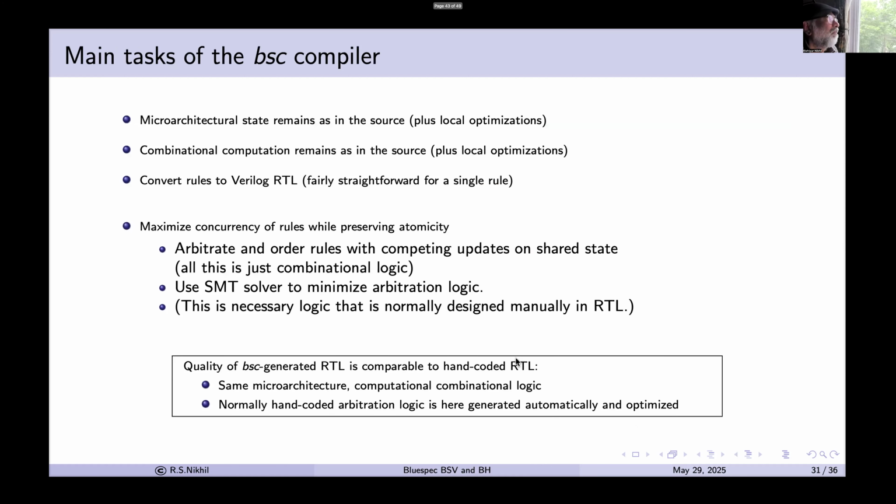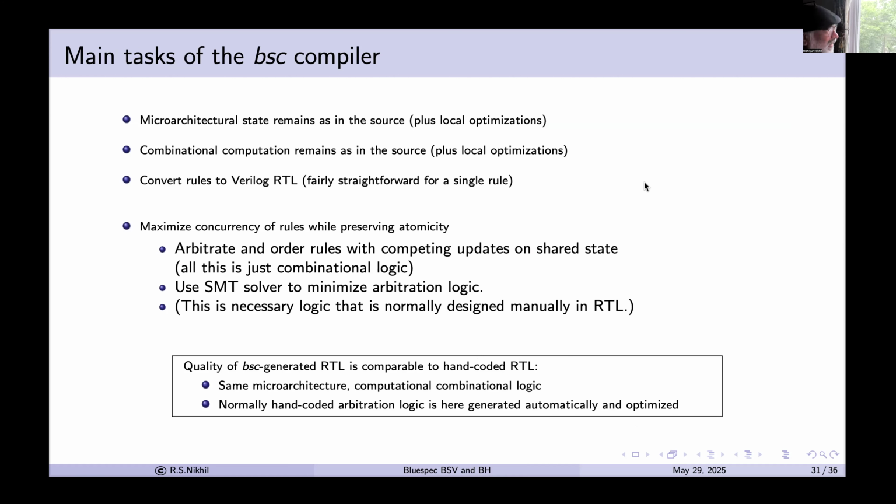Okay, so what are the main tasks that the BSC compiler actually does? Again, part of it should not be surprising for people who know Chisel. The microarchitectural state remains as in the source. In other words, which registers you have, what FIFOs, what register files, what SRAMs, etc., is whatever you said in the source. There's no unpredictability out there.